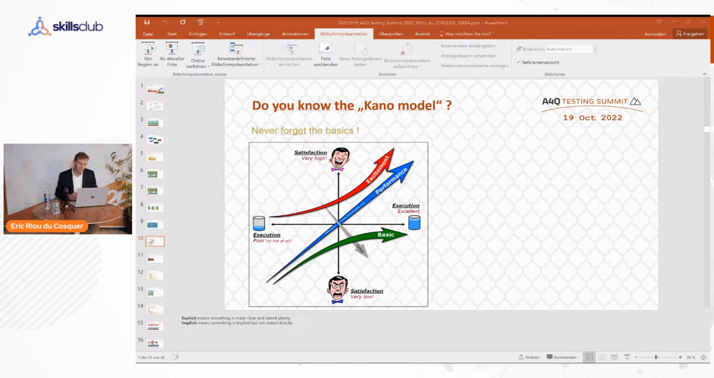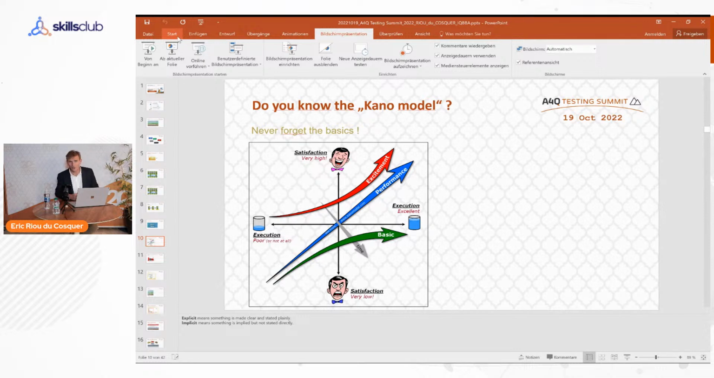So what I think we have to keep in mind is that it's very, very important to try to explicit the implicit, and there are many, many BA techniques to do this. It's called requirements elicitation, such as interviews, document analysis, and so on.